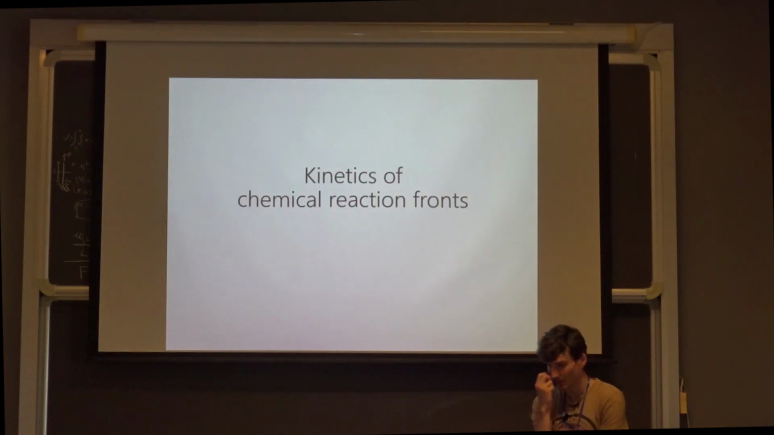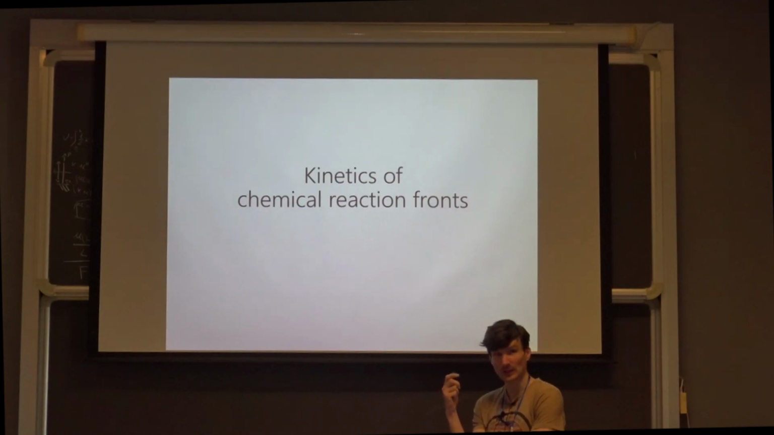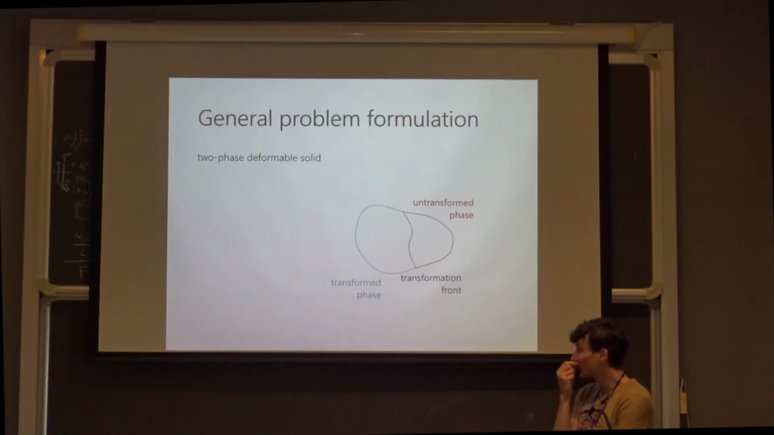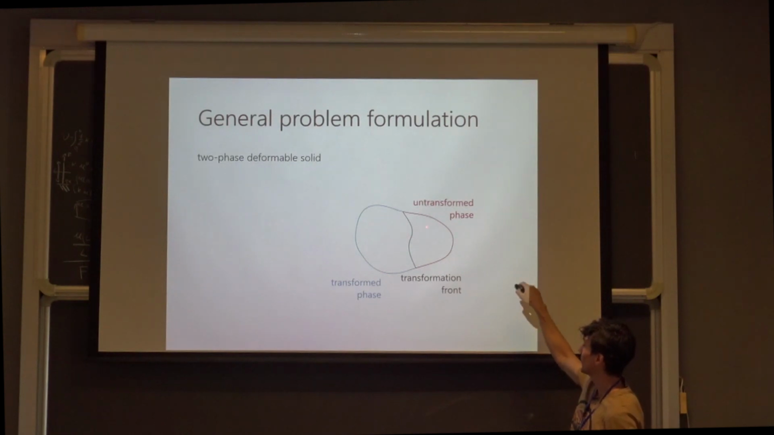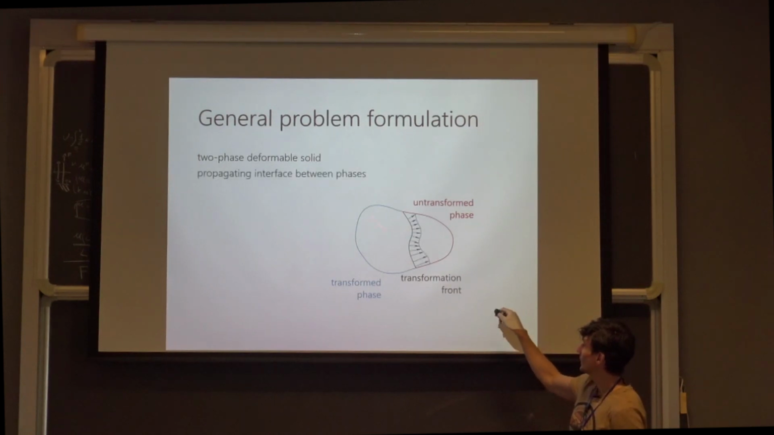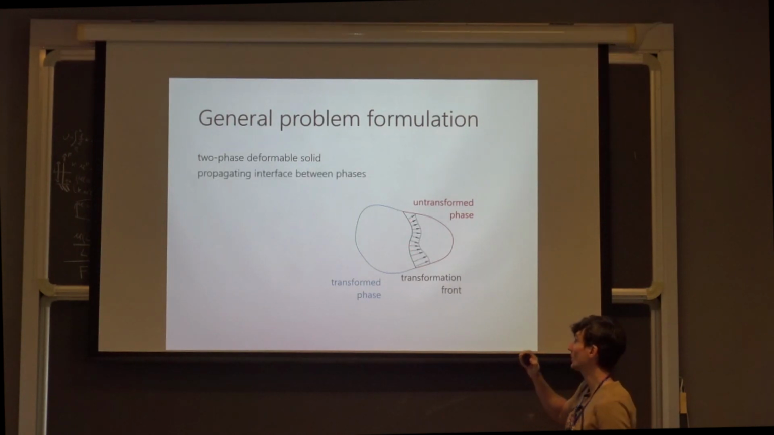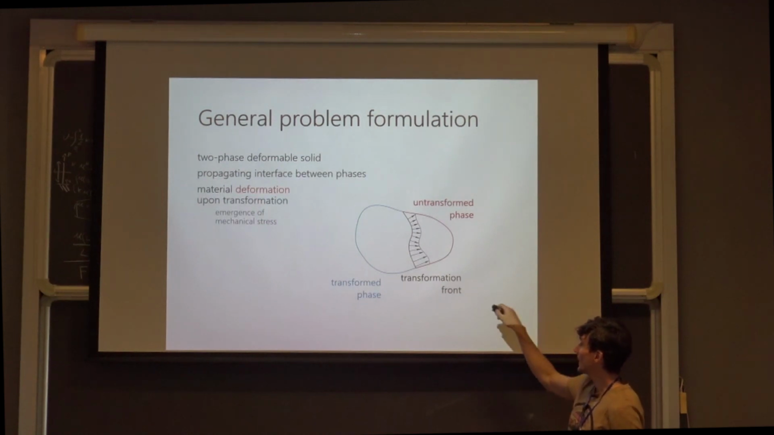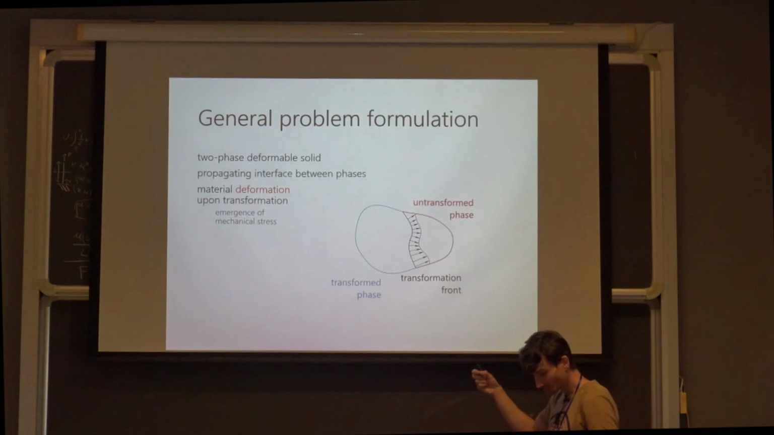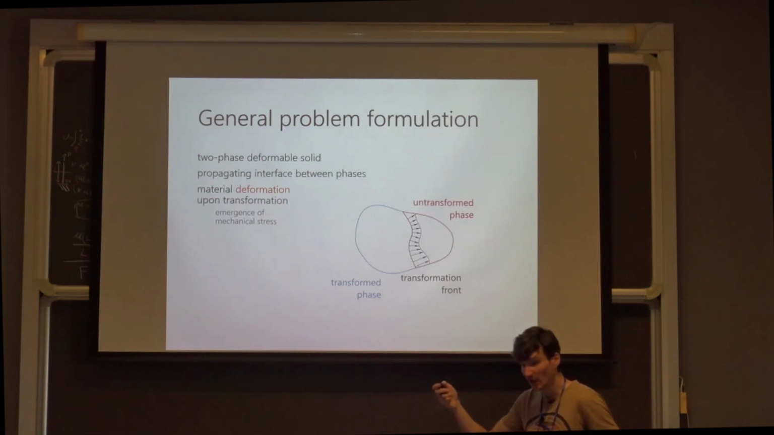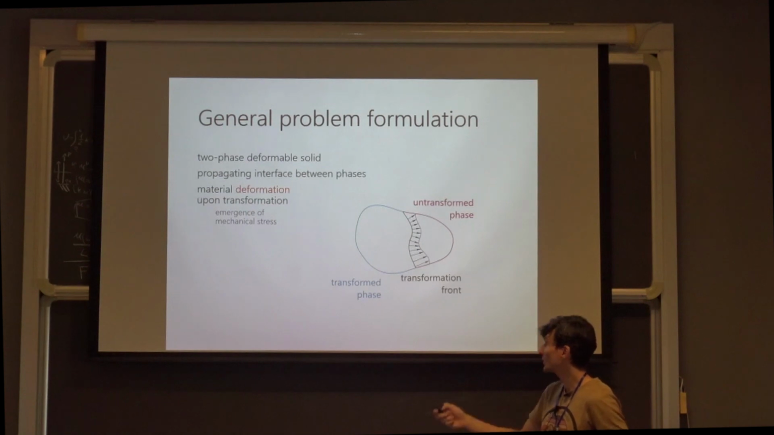So what is our general problem formulation? We talk about the kinetics of the chemical reaction front. So we consider the deformable solid consisting of two phases: the chemically transformed and the chemically untransformed phase, and the transformation front between them. This transformation front is a propagating interface, so it propagates with a certain velocity. And as this transformation front consumes the untransformed phase, the material acquires some intrinsic deformation. And this intrinsic deformation, like chemical expansion, leads to the emergence of the mechanical stresses.